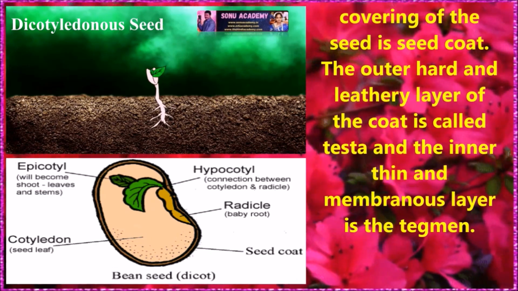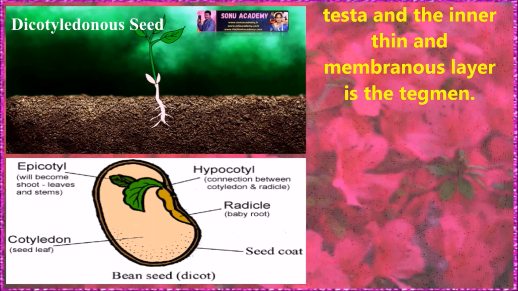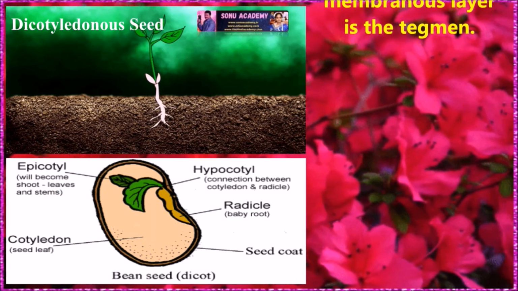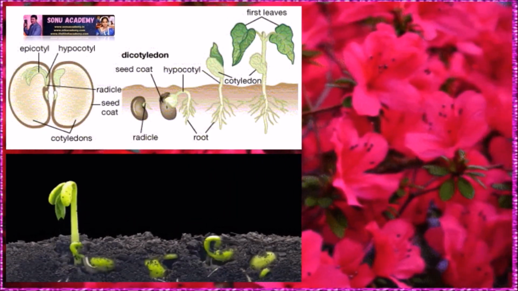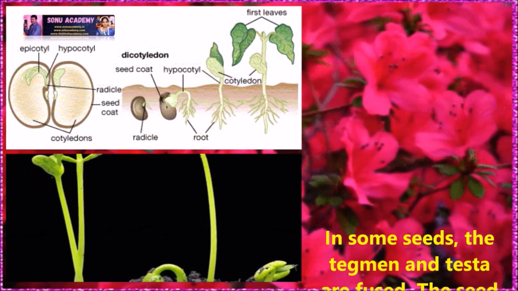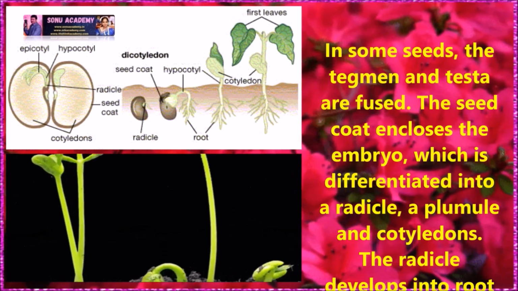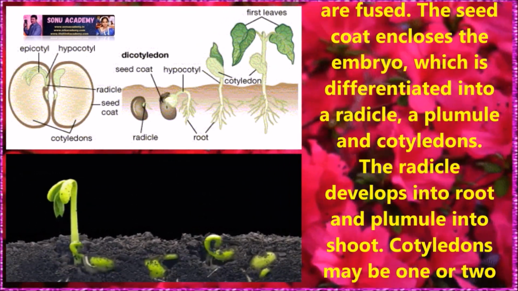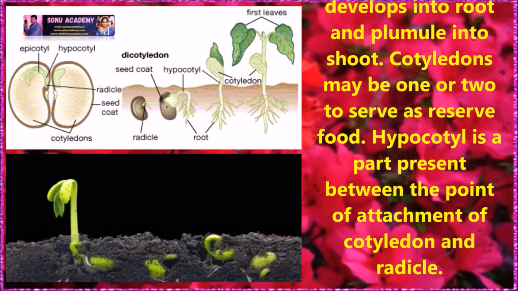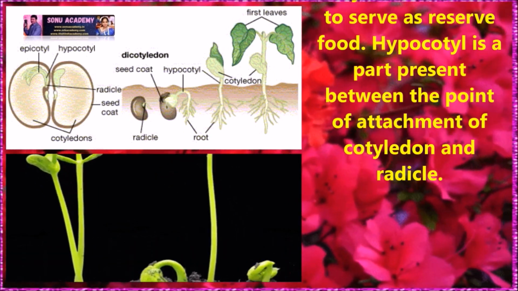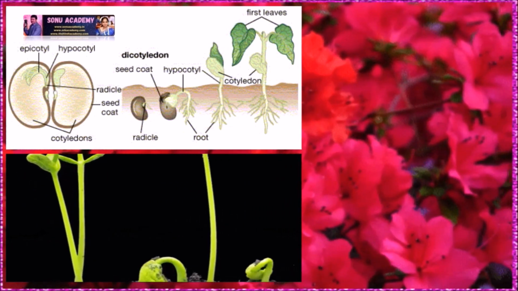The outermost covering of the seed is the seed coat. The outer hard and leathery layer of the seed coat is called testa, and the inner thin and membranous layer is called tegmen. In some seeds, the tegmen and testa are fused. The seed coat encloses the embryo, which is differentiated into the radicle, a plumule and cotyledons. The radicle develops into the root and the plumule into the shoot, and cotyledons may be one or two to serve as reserve food. Hypocotyl is the part present between the point of attachment of cotyledons and the radicle.